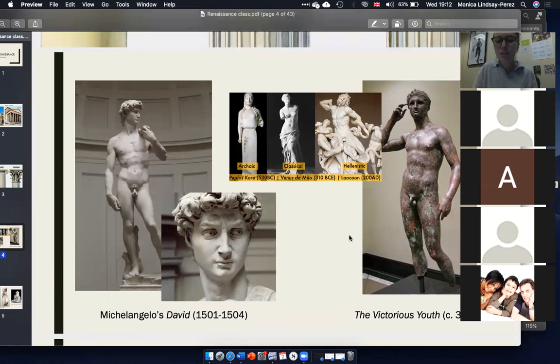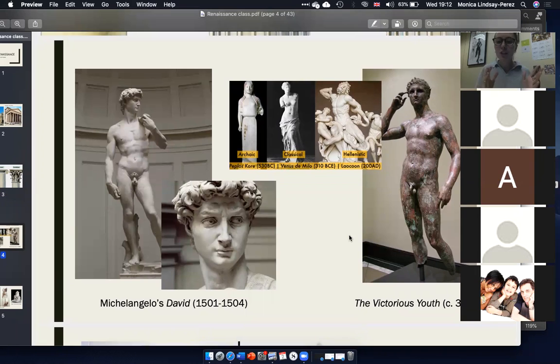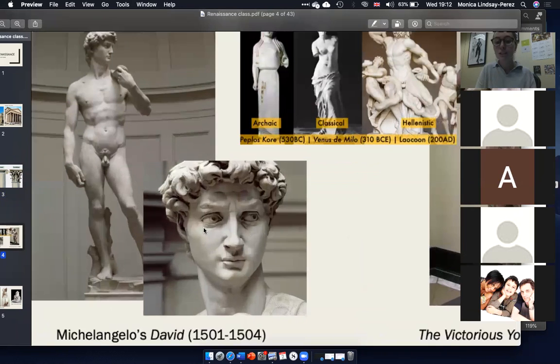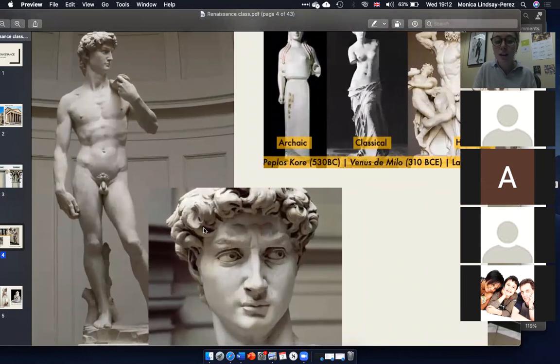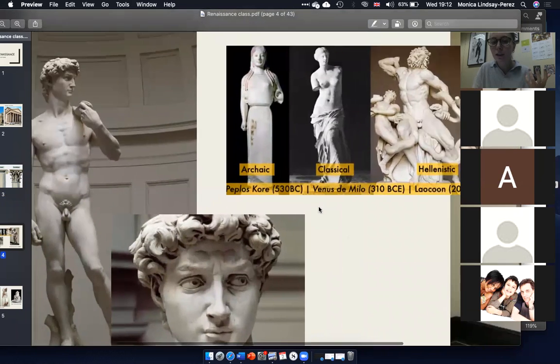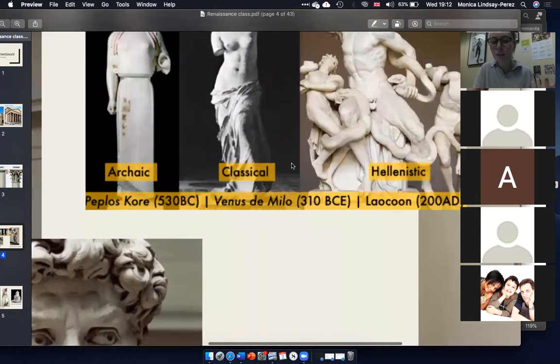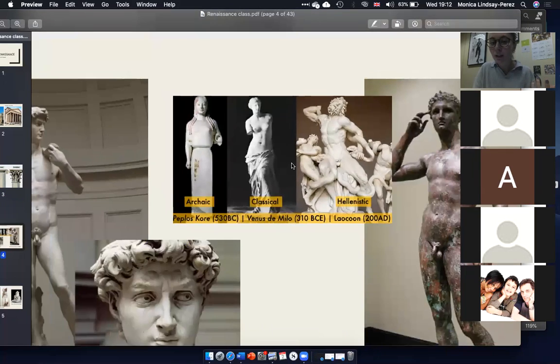But what I wanted to stress is that Michelangelo went beyond classical sculpture because he started to actually incorporate facial expressions, very subtle facial expressions, into his sculpture. So you can see here that Michelangelo has a furrowed brow, which was really quite radical at the time, if you think about the kind of sculptures that they were digging up.